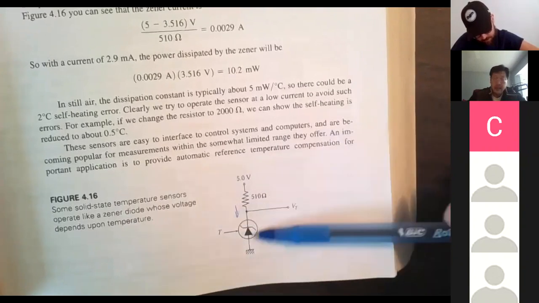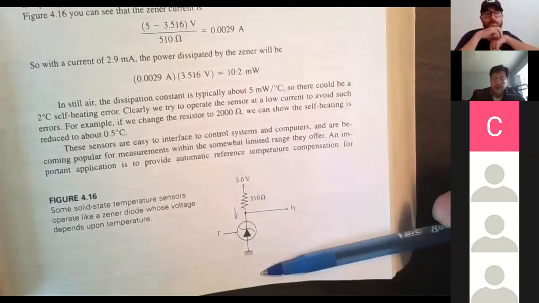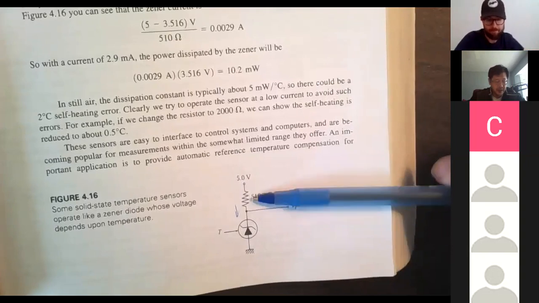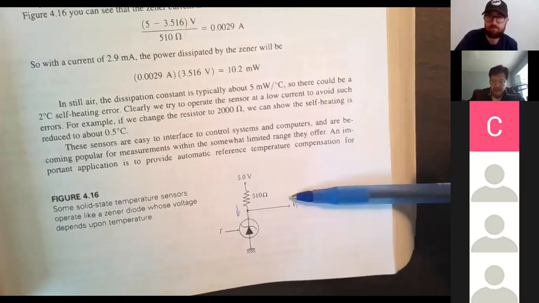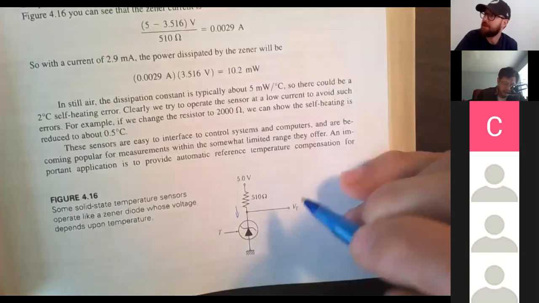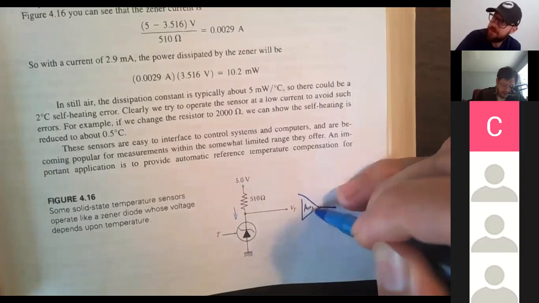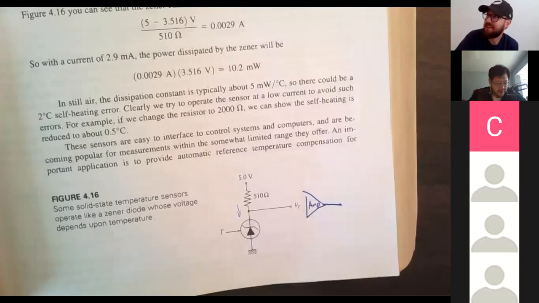So this diode will let a certain amount of current pass through. But as temperature changes, the current will change. And that will change the voltage. And that voltage will be reconditioned through a bunch of amplifiers. So that will be the complete circuit. You have your sensor, you have your amplifier.